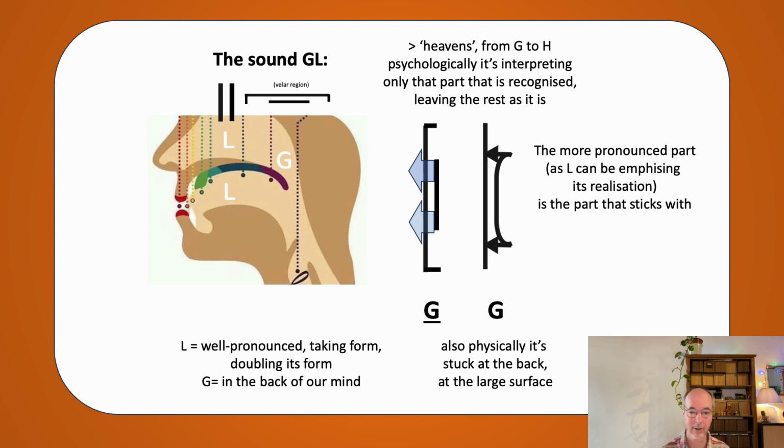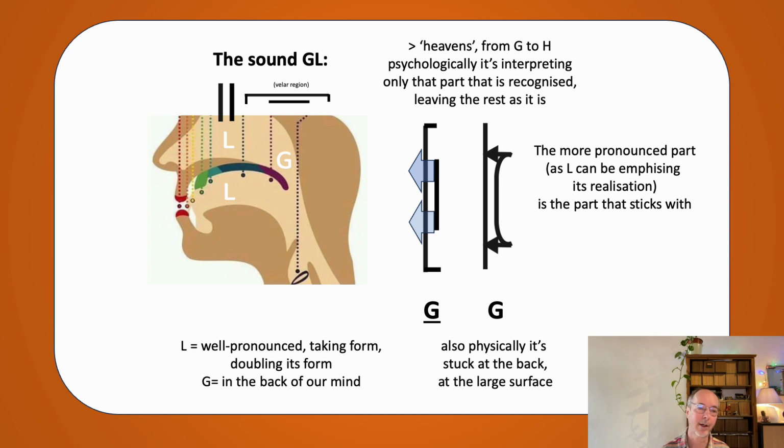The L, on the other hand, is in the middle of the mouth. You have the tongue, which is very active. It is expressing itself in its full form. We have it. We really have it, and we will confirm it, and we even double it. We will give it as much form as possible.